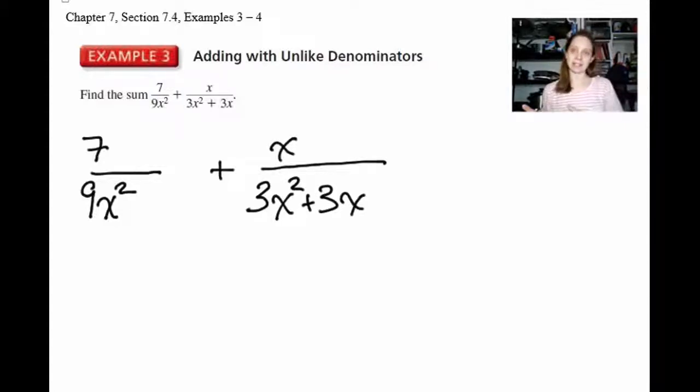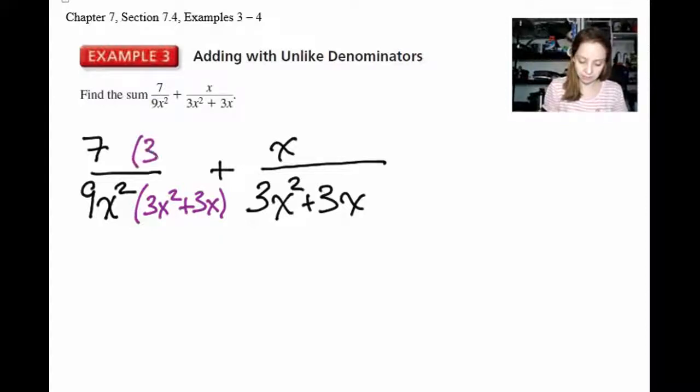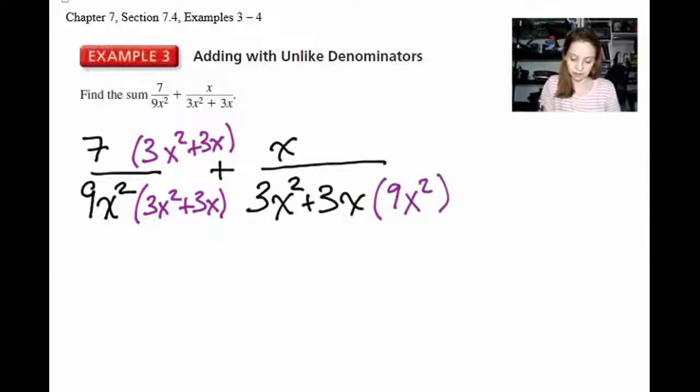Now what happens is I'm going to multiply the first rational by 3x squared plus 3x times the denominator of the second rational. What I do on the bottom, I have to do on the top. 3x squared plus 3x. And now to the second term, I'm going to be multiplying 9x squared and 9x squared.